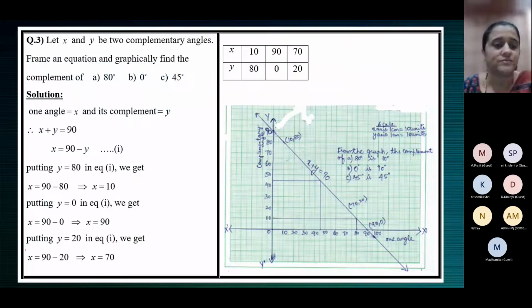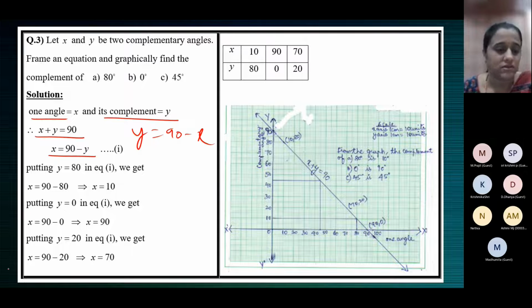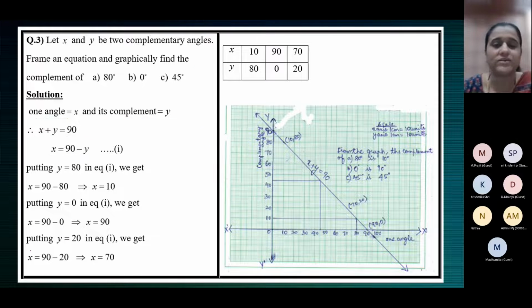Okay, so one angle X, its complement Y, equation is this, and we write X in terms of Y. You can also write Y in terms of X. You can also write Y is equal to 90 minus X. Then you need to prepare the XY table. You need to prepare this XY table.